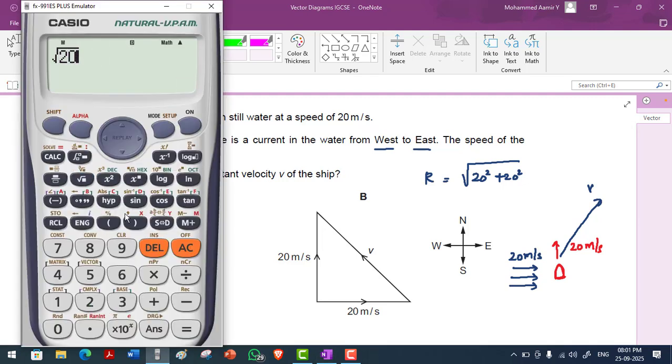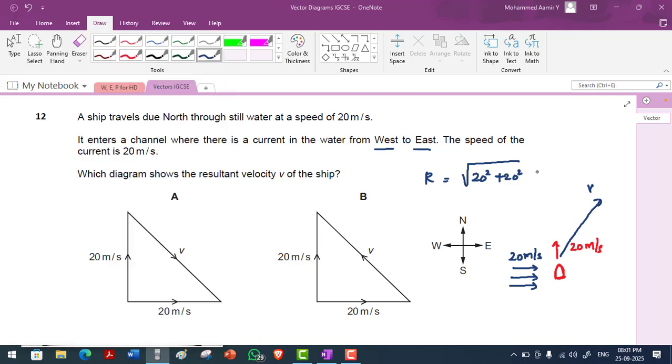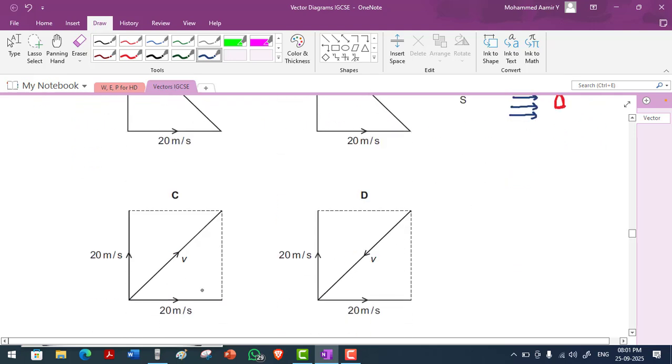So if I go for that, 20 square plus 20 square, that will be 28.28 meters per second. If they ask what is the angle, exactly 45 degrees, because we have the same magnitude. So this is the direction of the ship, and this is the direction of the water current. If you use the parallelogram method, it should go like that. So C will be the perfect answer.